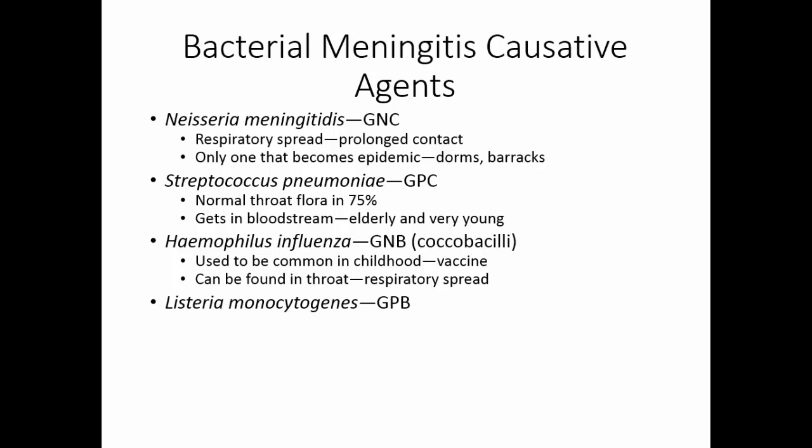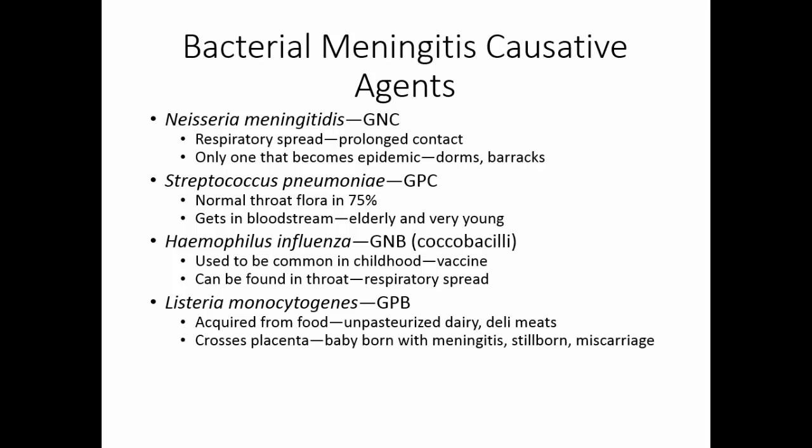Listeria monocytogenes is a gram-positive bacillus. This one is acquired from food, unpasteurized dairy products, deli meats, and sometimes even from fruits. This organism actually likes to live at refrigerator temperatures. This organism, if acquired by the mother, doesn't cause the mother much problem, but it crosses the placenta and the baby may be born with meningitis. Depending upon the stage of the pregnancy when the mother becomes infected, the baby may be born stillborn or may even be miscarried.